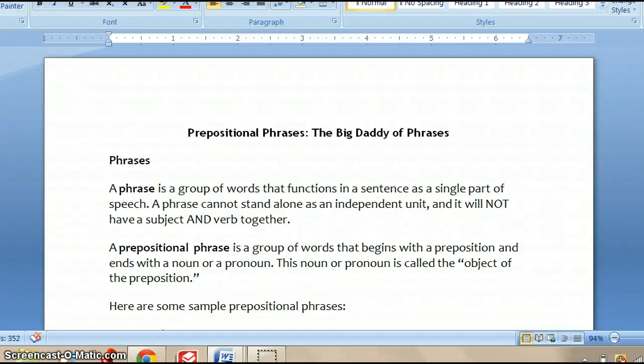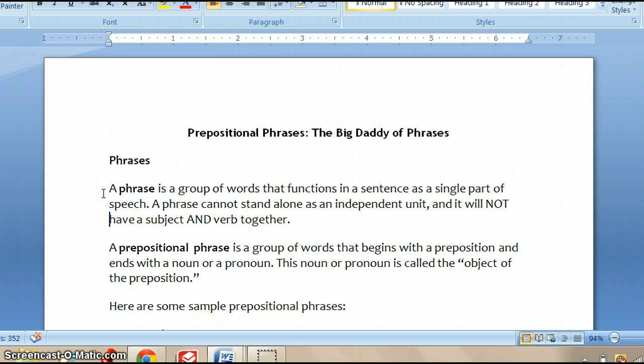Hey guys, this is our second video on phrases, and I just want to go over each of the types of phrases that were mentioned in video 1 to make sure that you understand each one. Let's talk about the phrase again. It's a group of words that's going to function in a sentence as one part of speech.